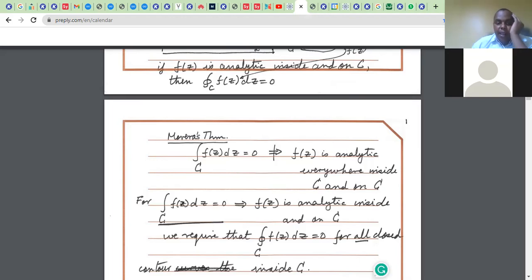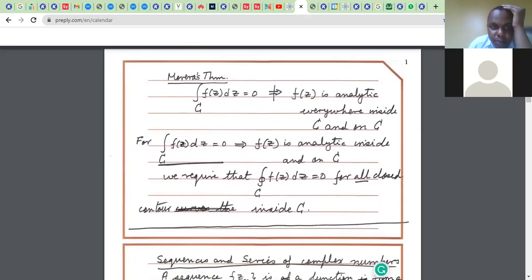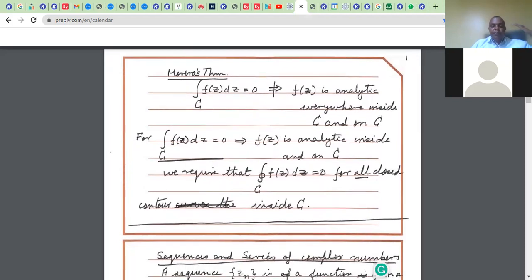All right. Next is Morera's theorem. I don't know who that is. There are many mathematicians, but this one is new. So the integral around the curve C of f(z) dz is 0. This does not mean... oh, so that is what he wanted to say. You see what we just found out?